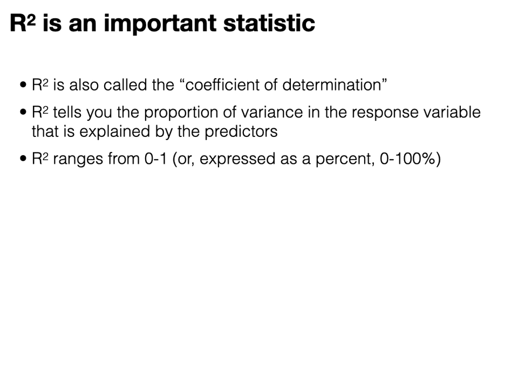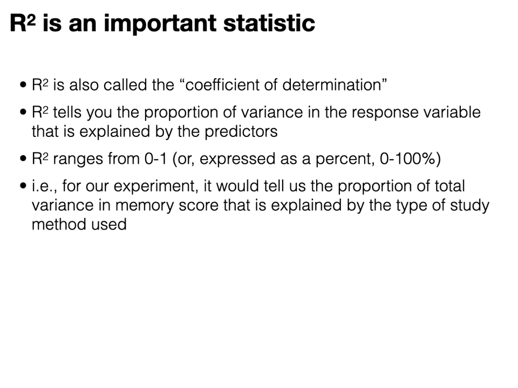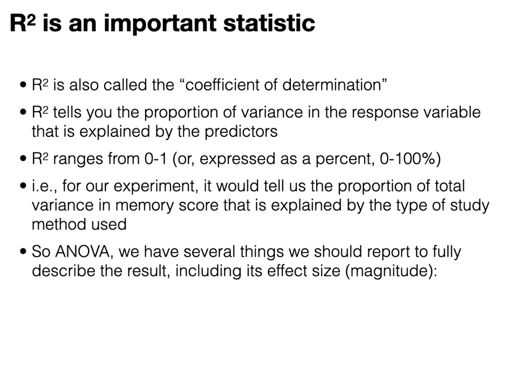So R squared can range from 0 to 1. It can be expressed as a percent by multiplying that value by 100. So you could say, okay, R squared was 50% or 0.5. And R squared of 0.5 means half of the variation in the response variable is explained by the predictors. Okay, so I already said that part.